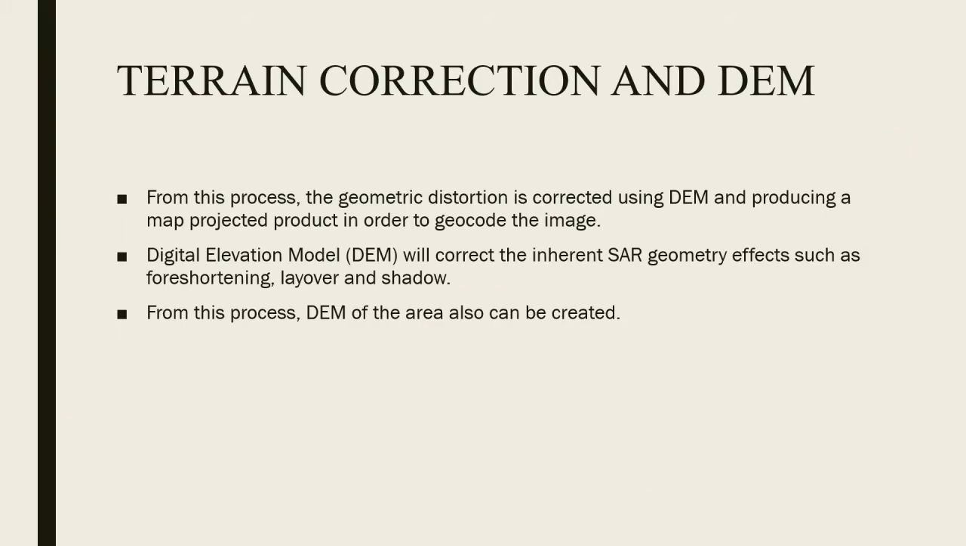This is the fourth part of the video, which is terrain correction and DEM. From this process, the geometric distortion is corrected using DEM, producing a map projected product in order to geocode the image. A digital elevation model, DEM, will correct the inherent SAR geometry effects such as foreshortening, layover, and shadow. From this process, the DEM of the area also can be created.